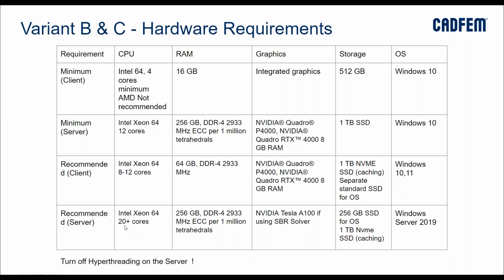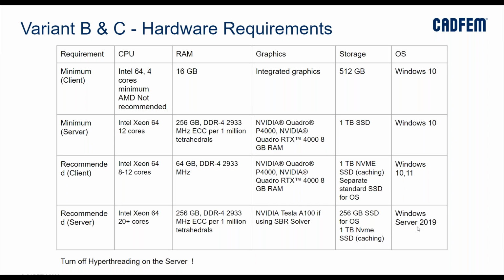And then for the server, Intel Xeon 64, 20 plus cores, 256 gig of fast RAM, NVIDIA Tesla A100 if you're using the SBR solver. Now these are relatively expensive, but they're coming down in price all the time, so keep an eye out for these Tesla cards, if you want to use SBR. And 256 gig of storage and 1 terabyte SSD for caching, for the actual solving.